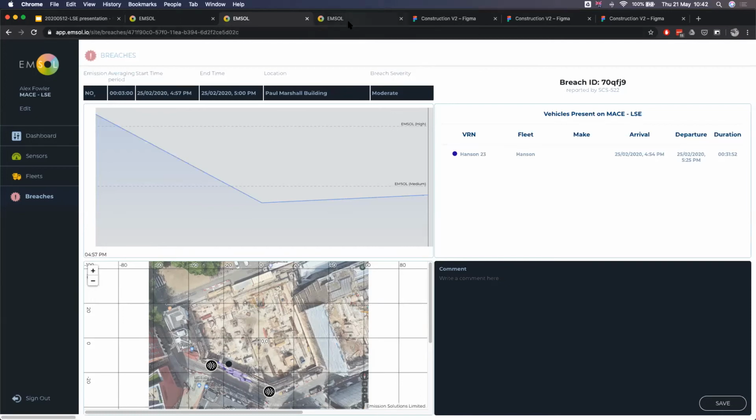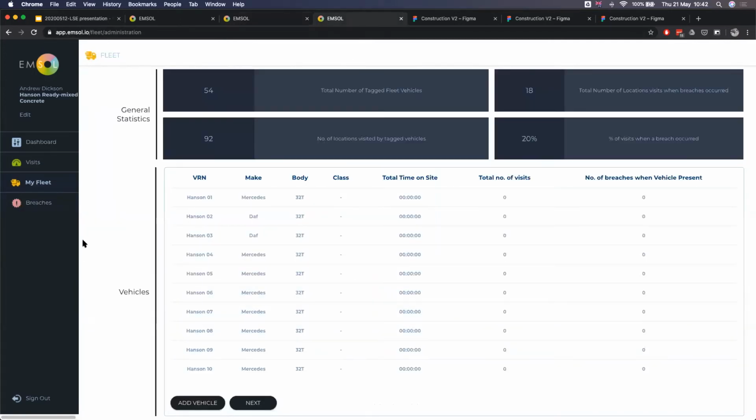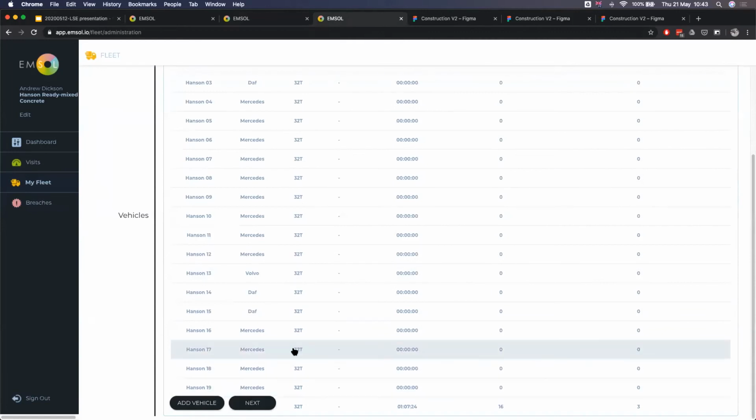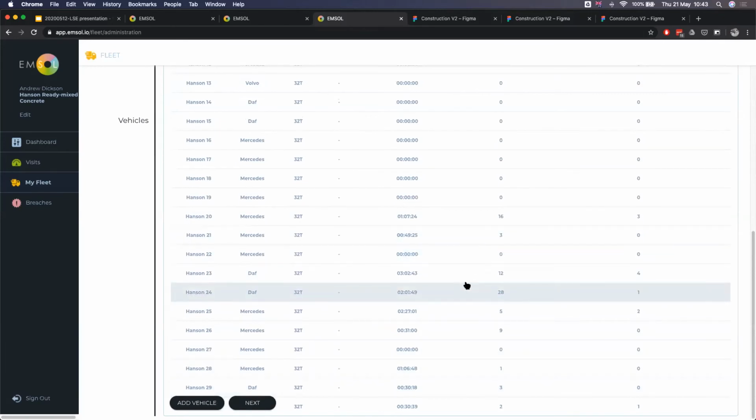Okay, I'm just going to switch to a different type of view here. So this is the view that a fleet operator would get in our system. We have two main views. One is for a site manager who can see all of the supply chain for their site. And the other one is for a fleet operator, someone such as Hanson, who in this case were doing the cement supply. And they can see on this list all of their vehicles and whether they were involved in a breach event. So we've tagged up lots of the Hanson vehicles, and only a couple of them actually go to this site because of the way Hanson manage their operations.